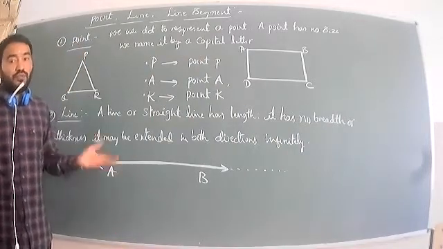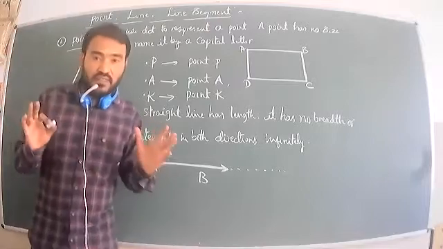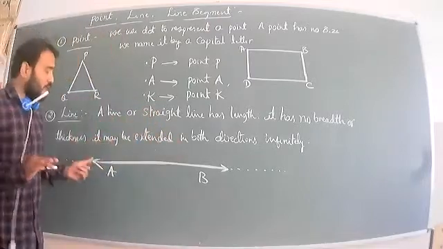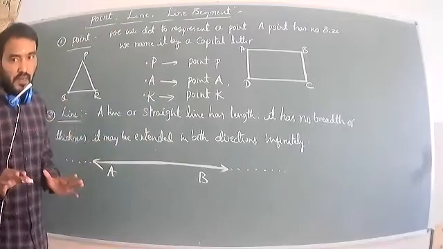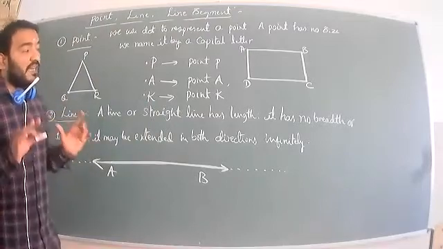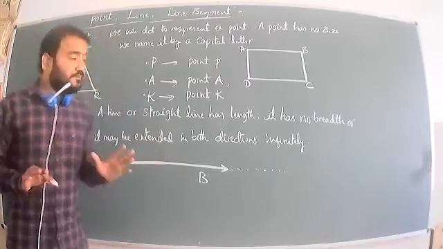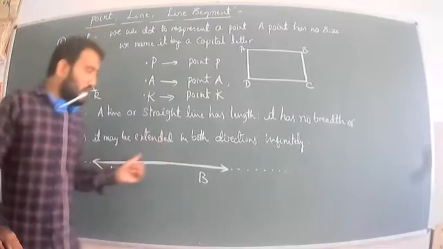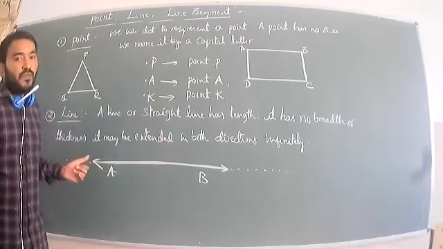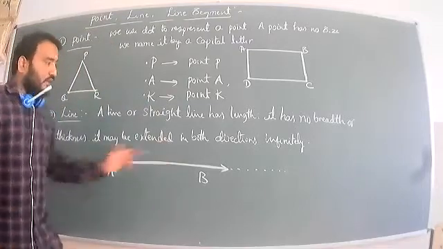So there is a lot of difference between a line and a line segment. You have to learn properly. A line is a straight line. It has only length, but it has no breadth and no thickness. It may be extended on both sides.